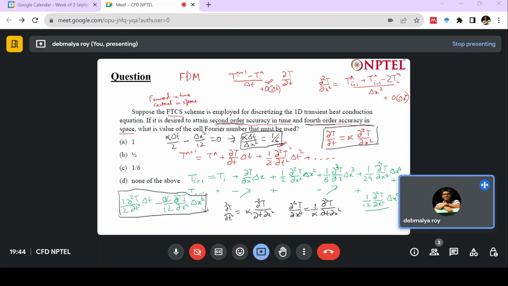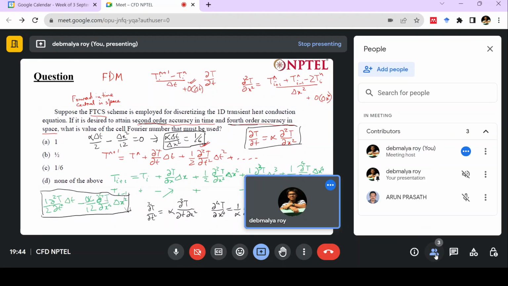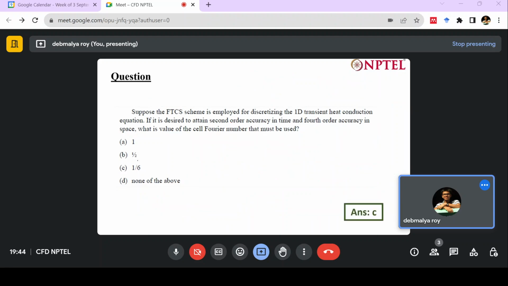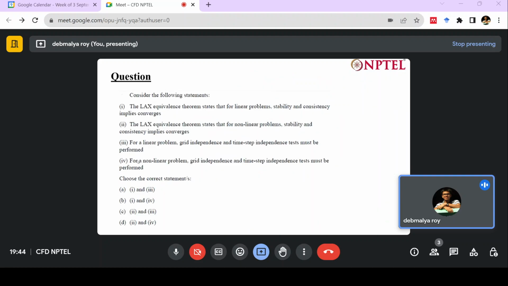So I have done a lot of calculations in this page. So hopefully this is clear to you. If not, please ask in the next class. Or you can ask now also. You can ask anytime basically. All right. So let's move to the next question.